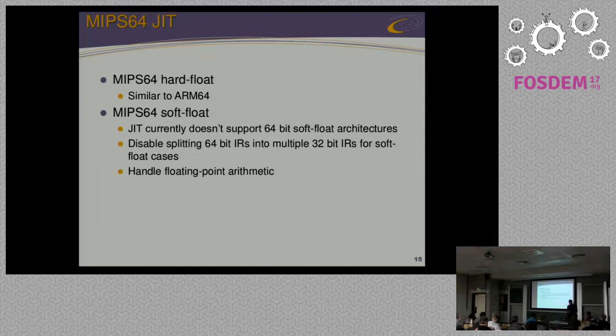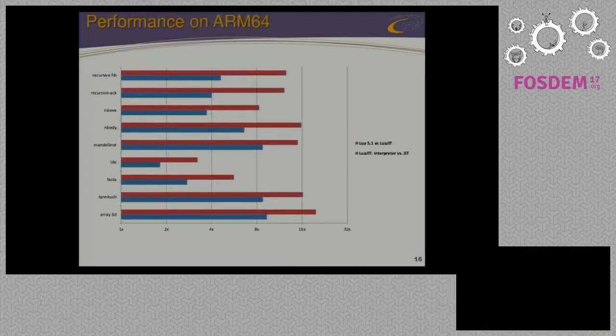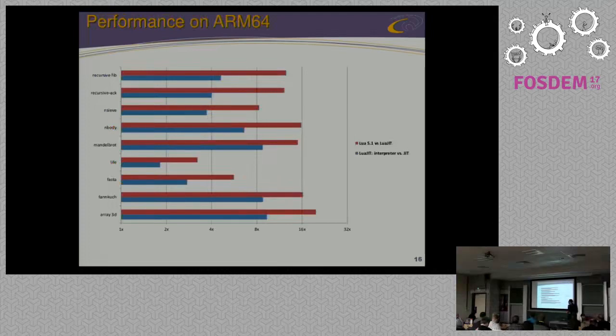And here you can see the benefits of this work. These slides represent the result of tests that were run on ARM64 platforms. The red bar represents how many times LuaJIT was faster compared to the Lua 5.1 interpreter. And the blue bars are just here to show the difference between LuaJIT's interpreter and LuaJIT when it's JIT compiled in native mode.